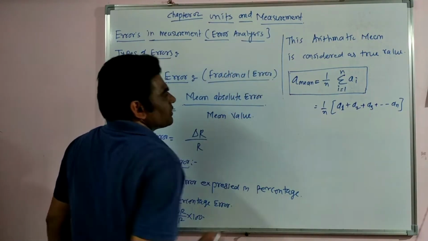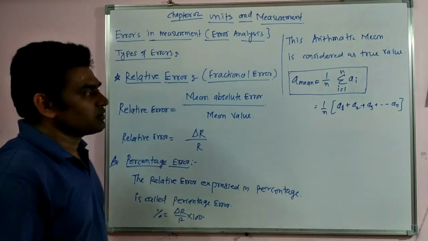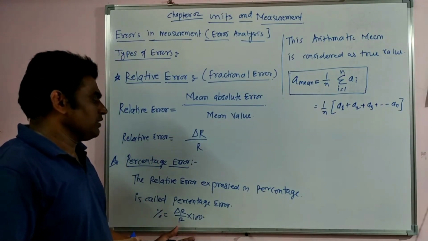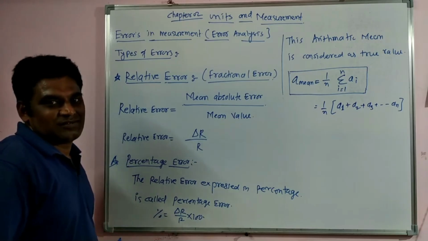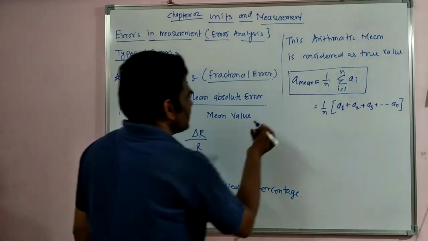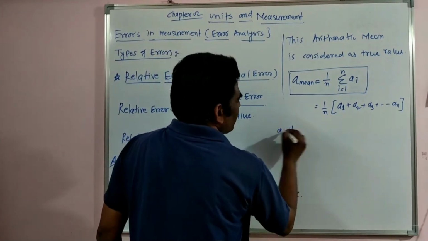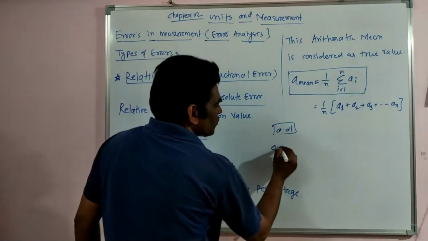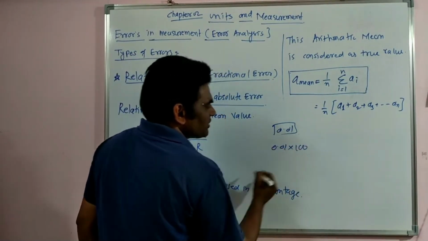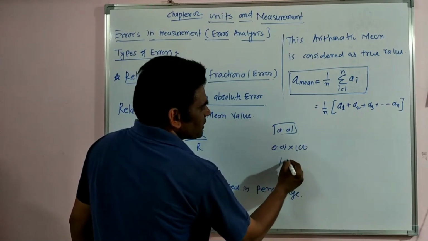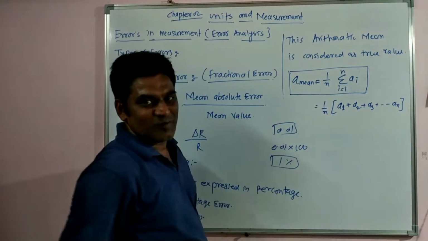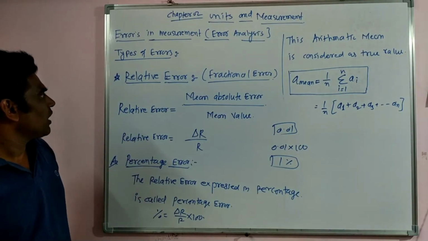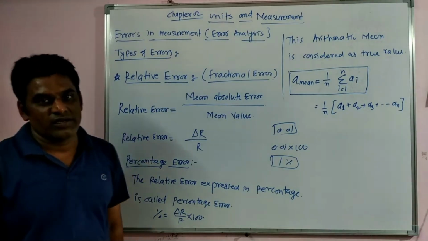You will get in some cases 0.1 something, or 0.01 something. So 0.01 into 100 will be the percentage error. Suppose the relative error is 0.01, the fractional error. Relative error into 100, 0.01 into 100, this is the percentage error. Means what you will get? This is a 1% error. Okay. So in this way, we can have all these types of error.